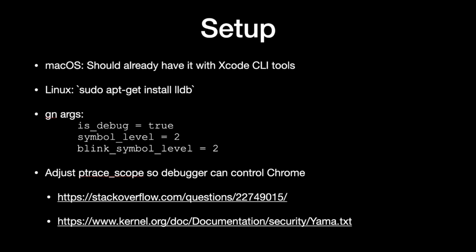For your Chrome build, you'll just need 3 gn args. You want a debug build with the highest symbol level available, which is 2. This will give you full frame variable access as well as code mapping. You'll probably need to adjust your ptrace scope as well to allow the debugger to actually control the execution in the Chrome process. Feel free to follow that Stack Overflow link for more information on how to enable that.